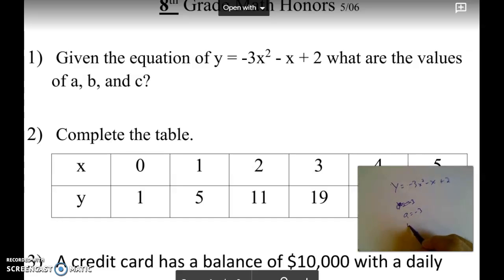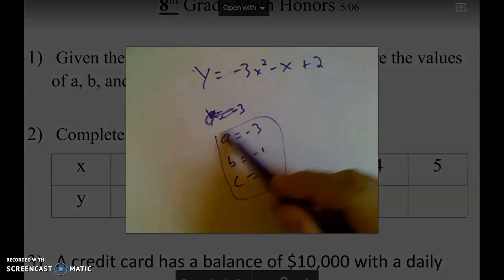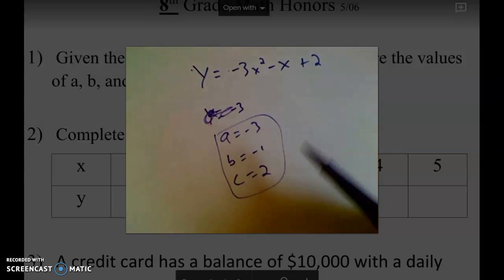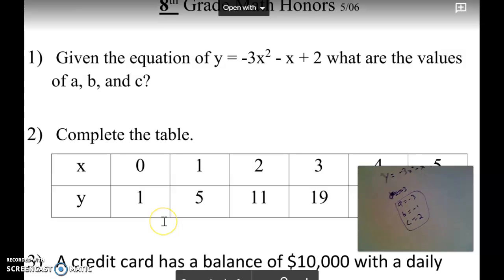-3. The value of b is always how many x's you have. In this case, a minus x means you have -1. And the value of c is always your y-intercept. And knowing that these are the values of a, b, and c will come in handy when we do the quadratic formula.